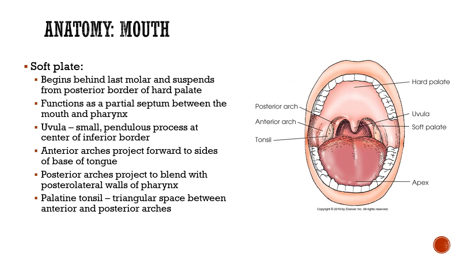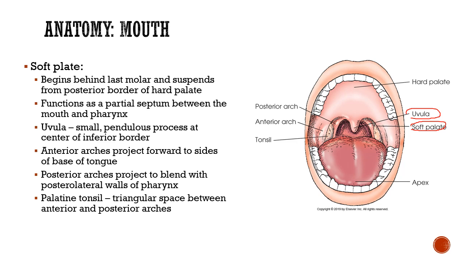The soft palate, which is shown in the picture also, begins behind the last molar and suspends from the posterior portion or border of the hard palate. It functions as a partial septum between the mouth and the pharynx. The uvula is a small pendulous process at the center of the inferior border.